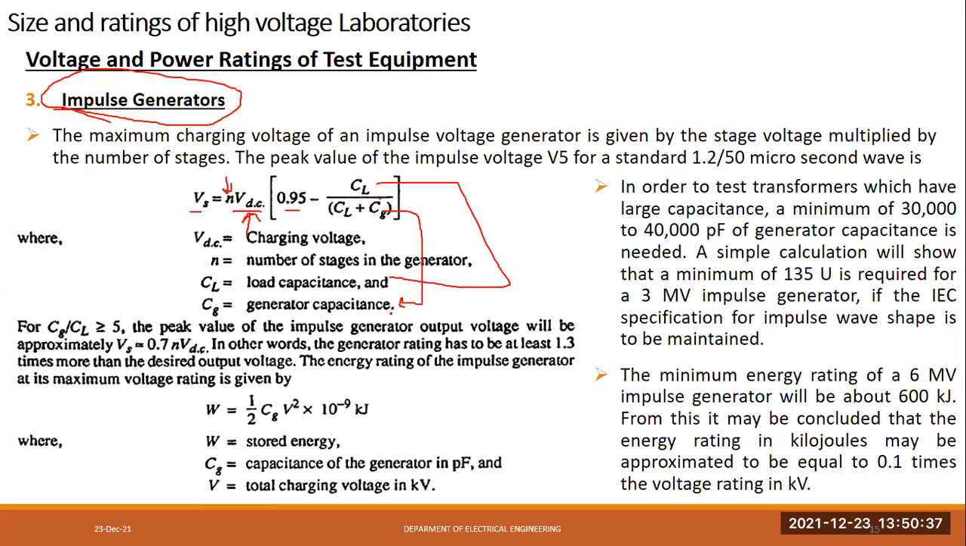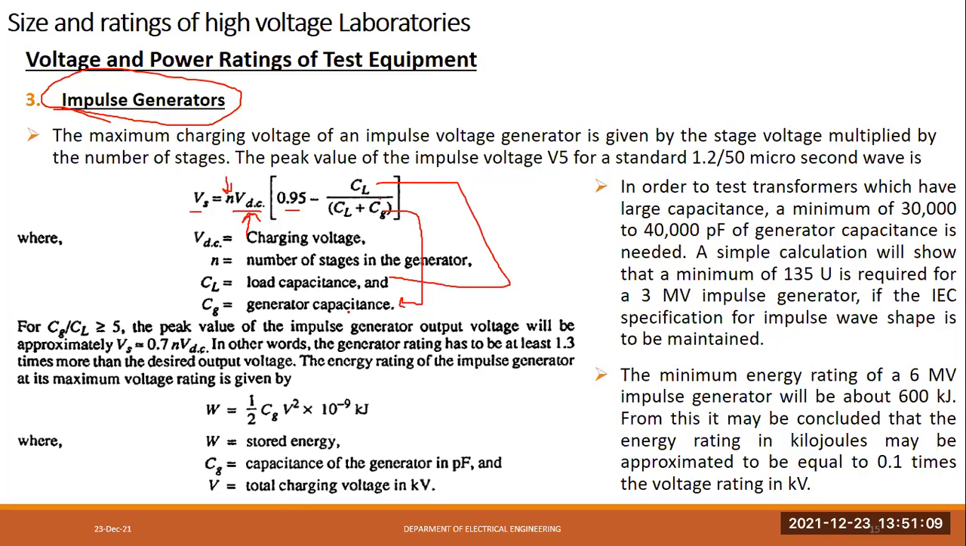Whatever the peak value of the impulse voltage generator, the output voltage for that should be greater than or equal to 0.7 NVDC. In another way, we can understand that the generator rating should be at least 1.3 times more than the desired output. It should be more than the desired output.